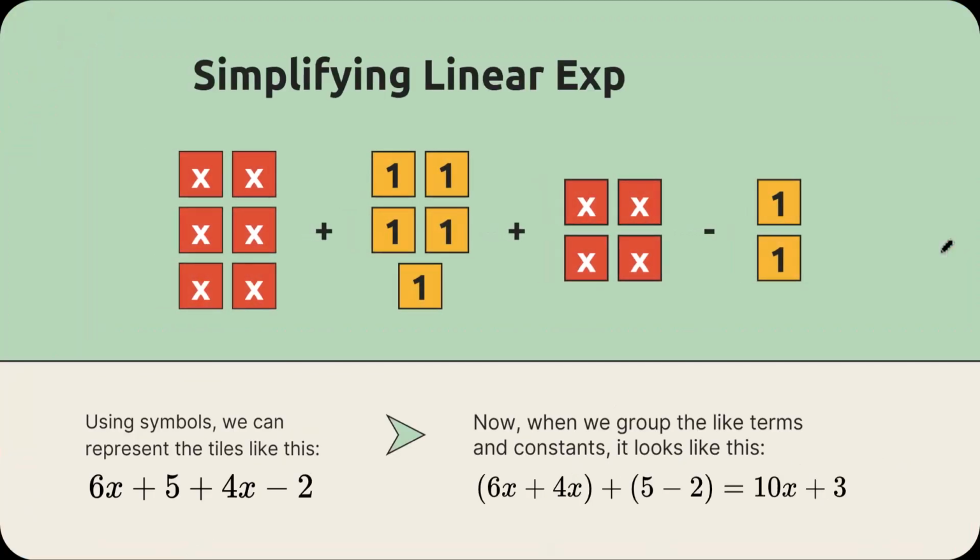So how do we simplify linear expressions? What is 6x? There are 6 x's, right? What is 5? It's like 1, 1, 1, 5 times. That is 4x. It means x, x, x, x, right? And we have 1, 1, which is what? Minus 2, right? So what happens? 6x plus 5 plus 4x minus 2. This is a linear expression in one variable. Group them, add the like terms. 6x plus 4x is how much? 10x. 5 minus 2 is how much? 3. So we get 10x plus 3.